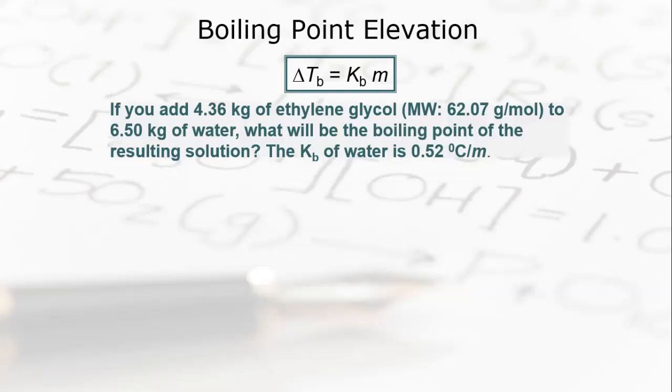Okay, let's do a little practice problem here. If you add 4.36 kilograms of ethylene glycol, there's the molecular weight, 62.07, to 6.50 kilograms of water, what will be the boiling point of the resulting solution? And here's the Kb constant for water, 0.52 degrees Celsius per molal.